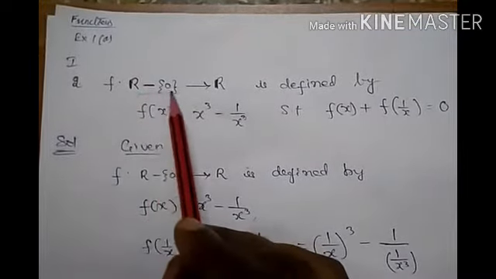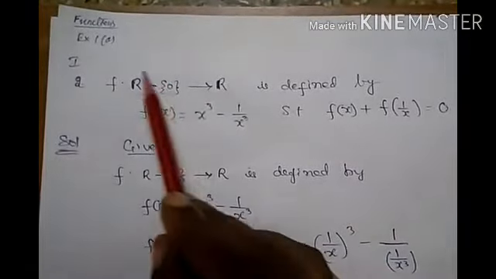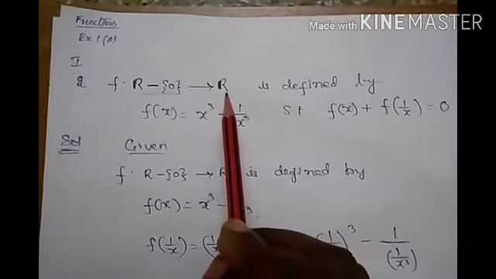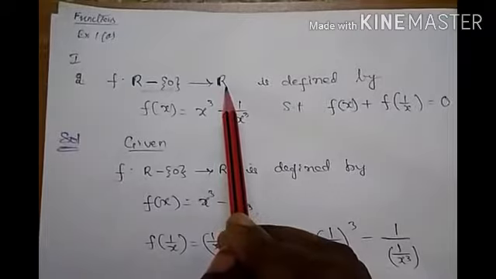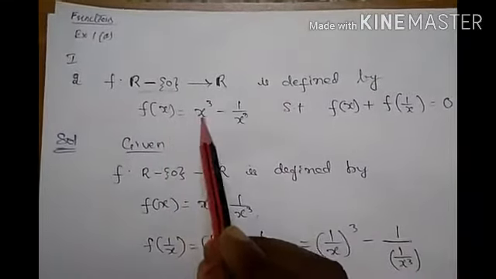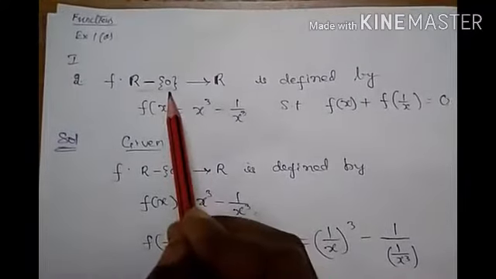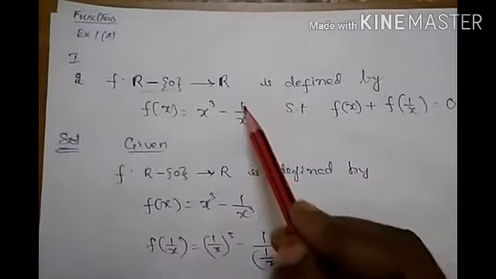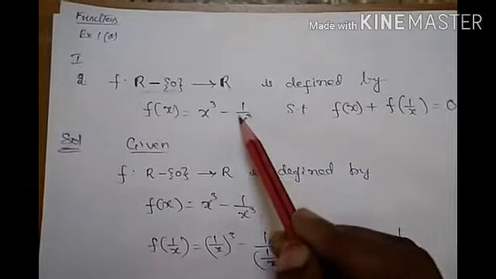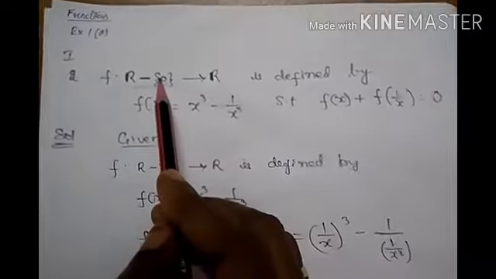f is defined on R minus singleton 0 to R. That means the domain is the set of all real numbers except 0 and the codomain is the set of all real numbers, which is defined by f of x is equal to x cube minus 1 by x cube. Here if you take the element 0 in the domain, then 1 by 0 is indefinite. That means this is not defined. So the domain should not contain singleton 0.